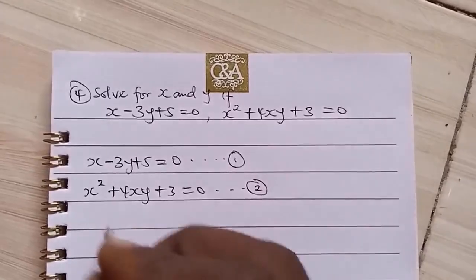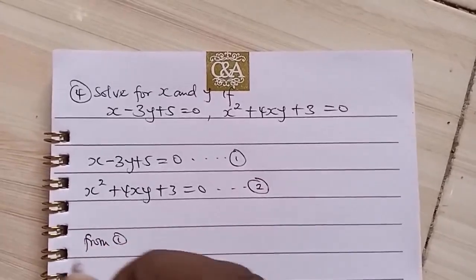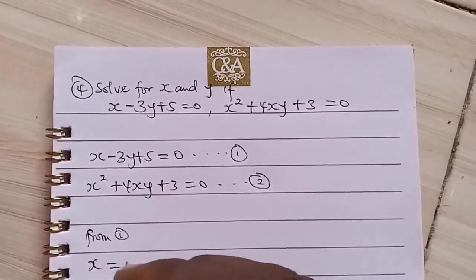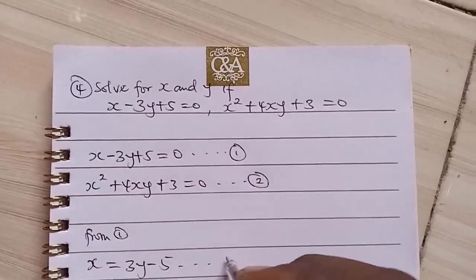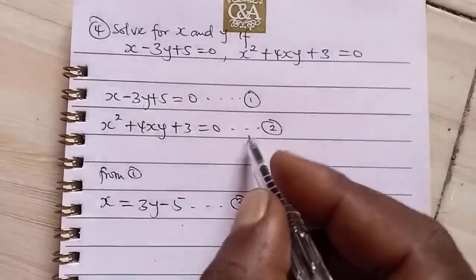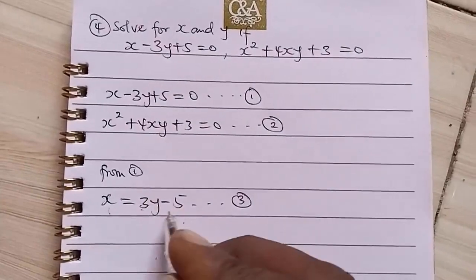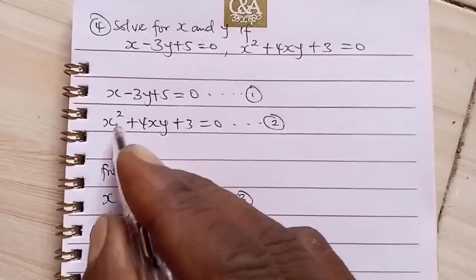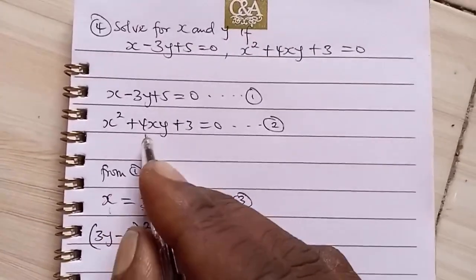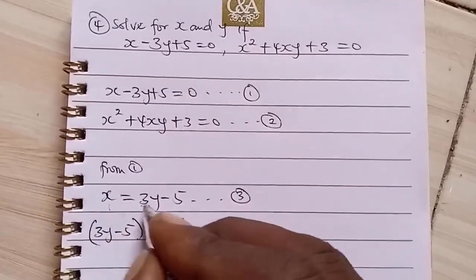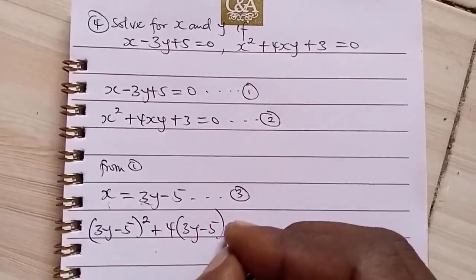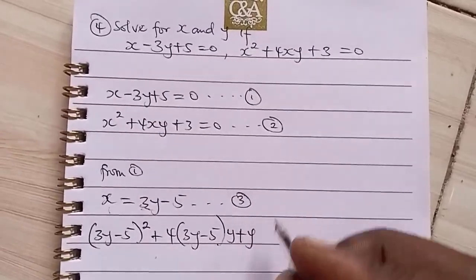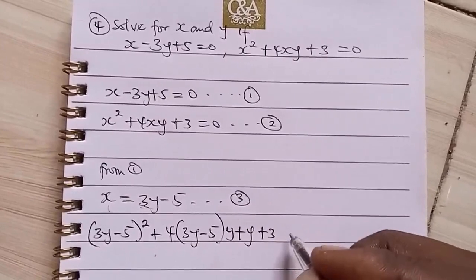Having established this, from equation 1, if we take this to the other side, it becomes plus. x is equal to 3y minus 5. We can call this equation 3. If we now substitute it into equation 2, anywhere we see x, we replace it with 3y minus 5. We're going to have (3y minus 5) squared plus 4, instead of x again, we replace it with 3y minus 5, then we put y, then plus y, we now have plus 3, is now equal to 0.